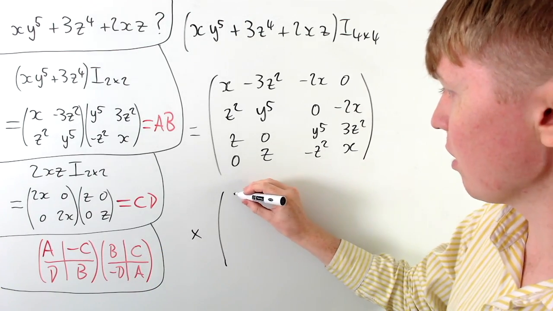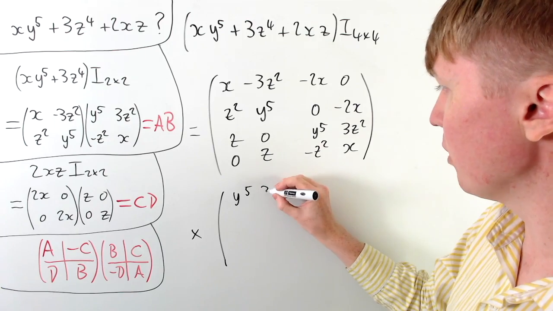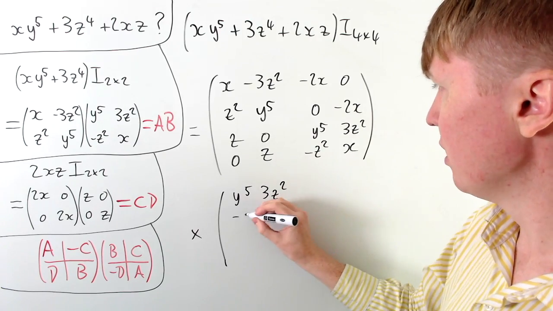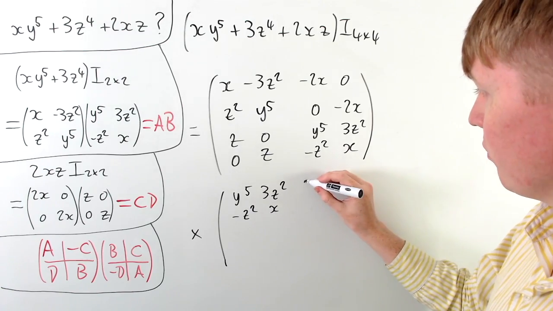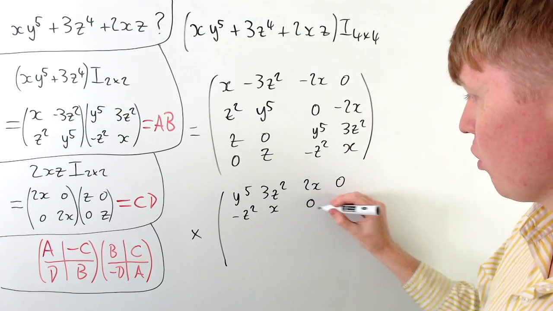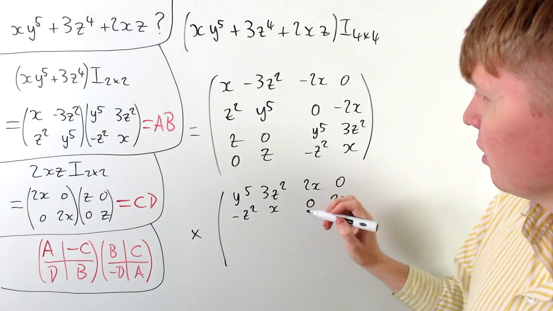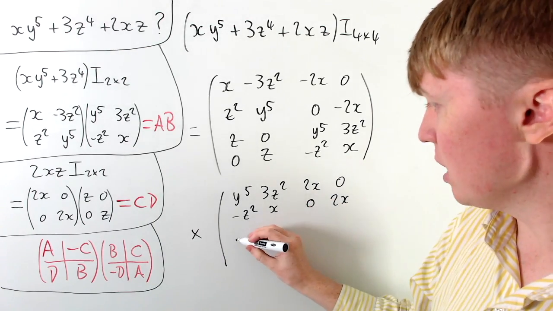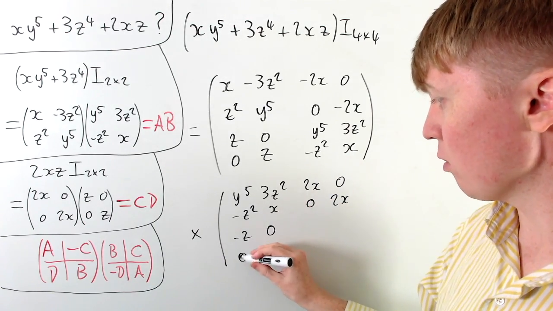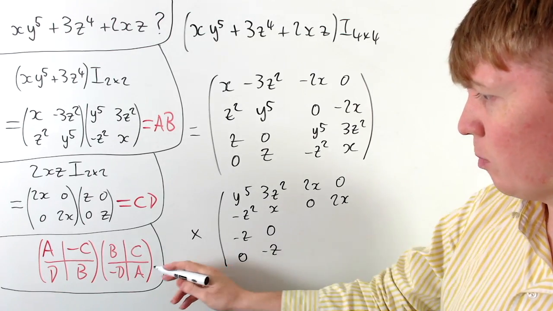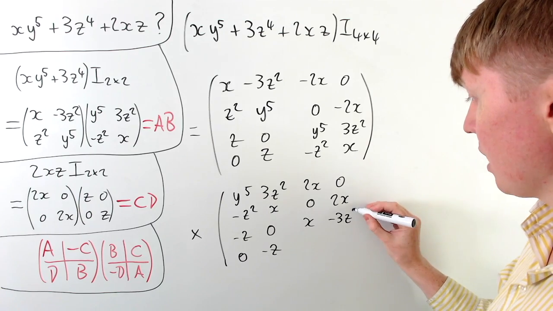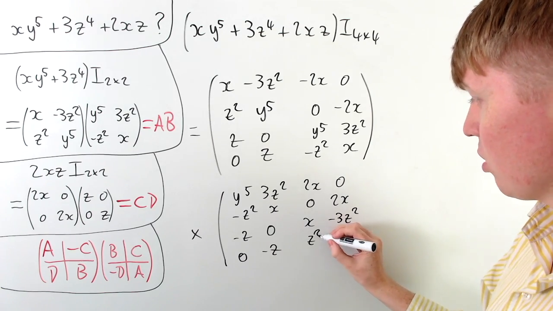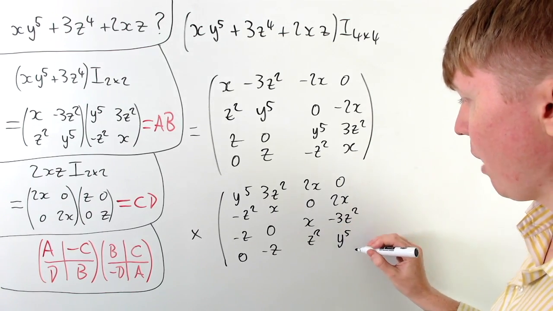So just to fill this in, we have our b matrix: y to the 5, 3z squared, negative z squared, x. For our positive c, we have 2x, 0, 0, 2x. Then in the bottom left, we've got negative d, so negative z, 0, 0, negative z. And in the bottom right, we've got our a matrix, so x, negative 3z squared, positive z squared, and y to the power of 5.